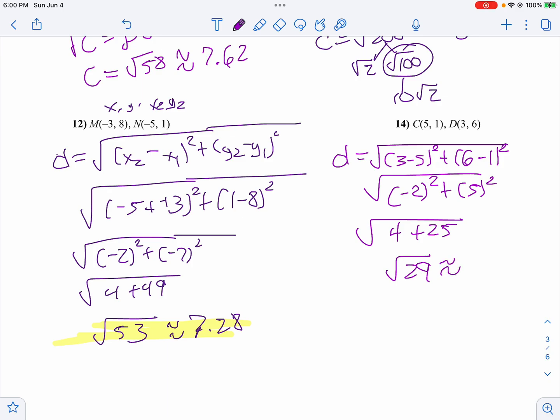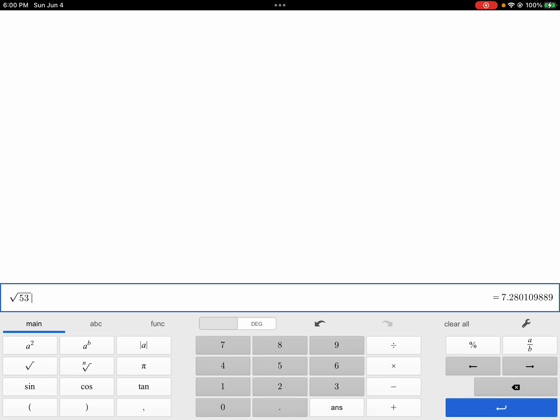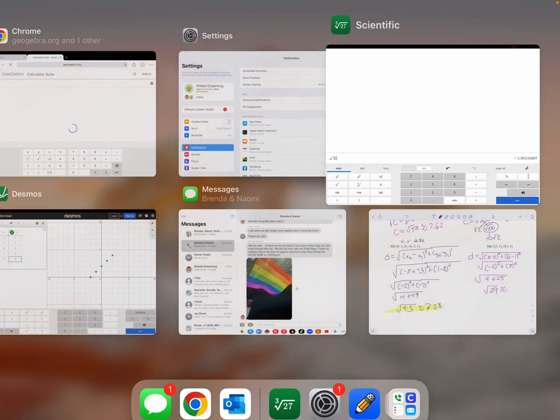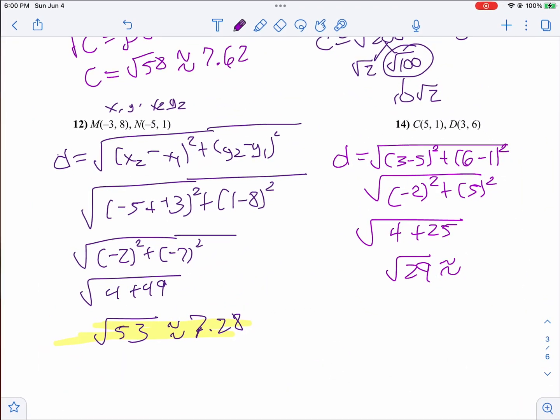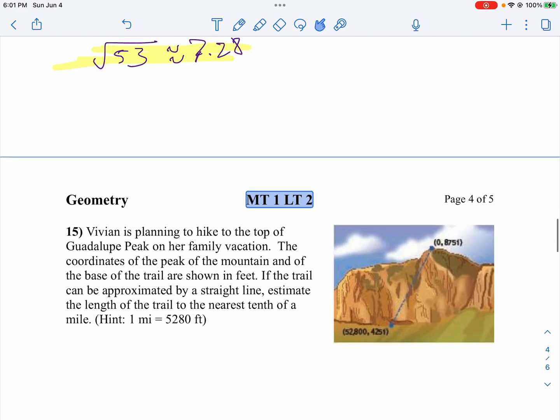I like the square root of 29. I would just leave it like that. But if you want to write it as a decimal, you certainly can. Take the square root of 29, and it's 5.36. Remember, when you are rounding, if it's 5 or more, you round up. If it's less than 5, we round down.